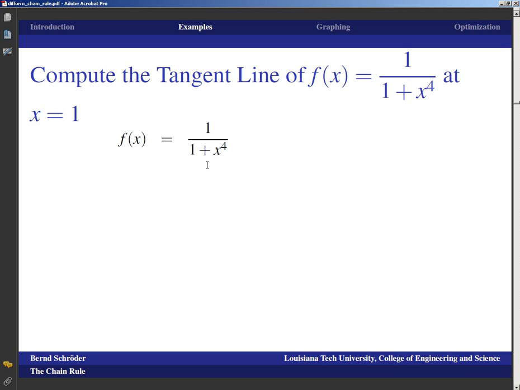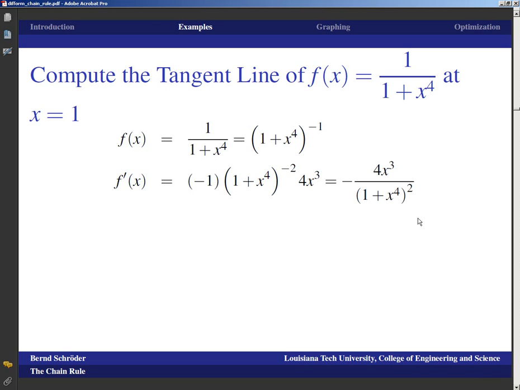So another way to do this is to use the chain rule and to realize that the function f of x, which is 1 over 1 plus x to the fourth, is just 1 plus x to the fourth to the minus 1. And then with the chain rule, we get that the derivative is negative 1 times 1 plus x to the fourth to the negative 2, right? The derivative of anything to the minus 1 is negative 1 times the anything to the negative 2, and the anything is this. And then we have to still take the derivative of the inside, which is 4x cubed.